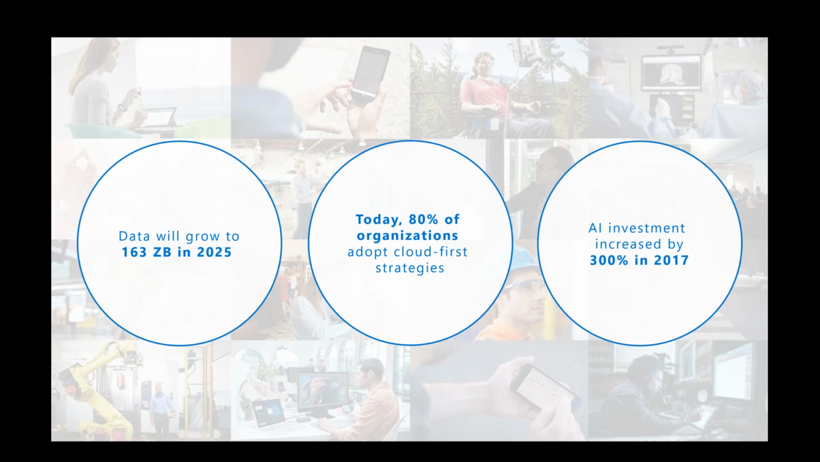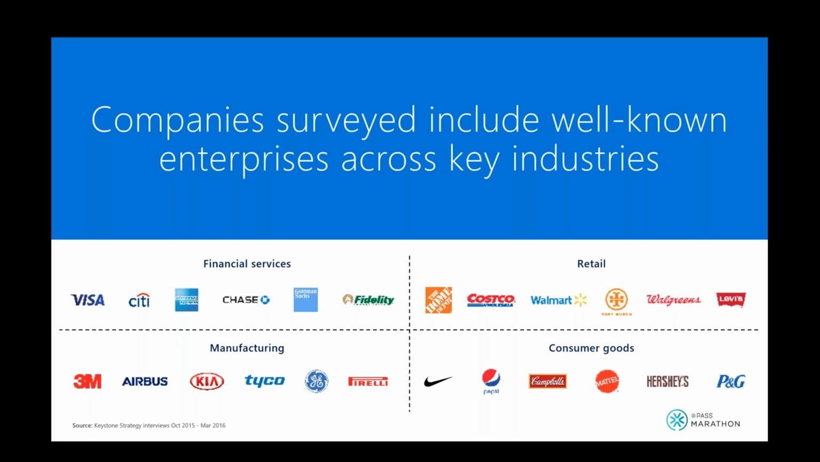One of the interesting things we did a couple years back was conduct a research study with Keystone, and they went out and talked to enterprise customers in financial services, retail, manufacturing, consumer goods, and you see some of the names. They actually talked to over 350 enterprises. What they were doing was basically assessing these companies, almost like an MQ or a Magic Quadrant on maturity.